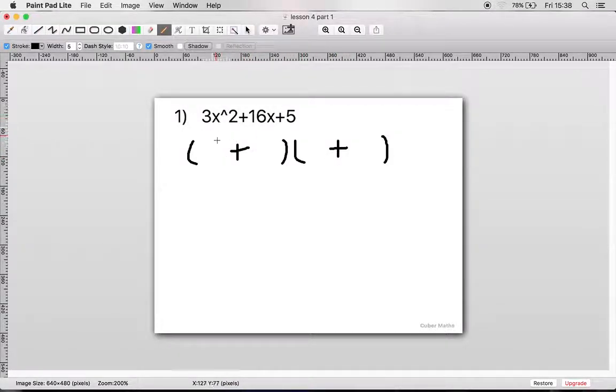And now to start off with, we're going to try and find how we're going to make 3x squared. So first of all, we need to write out the factors of 3. Now we can only make 3 one way because it's a prime number. That's by timesing 1 by 3. So our two numbers are going to be 3x and x.